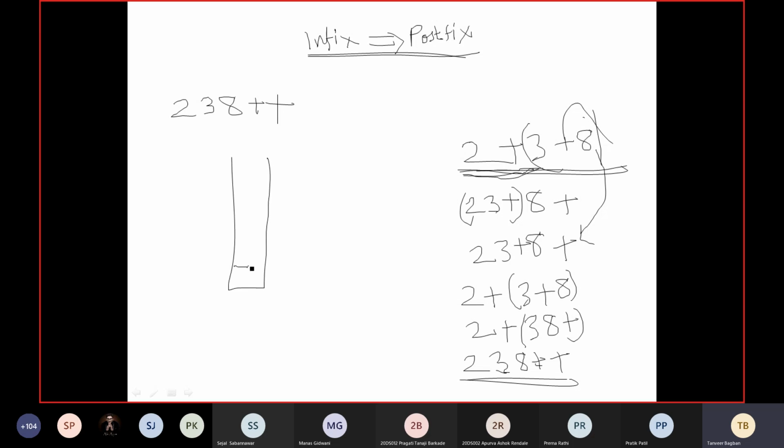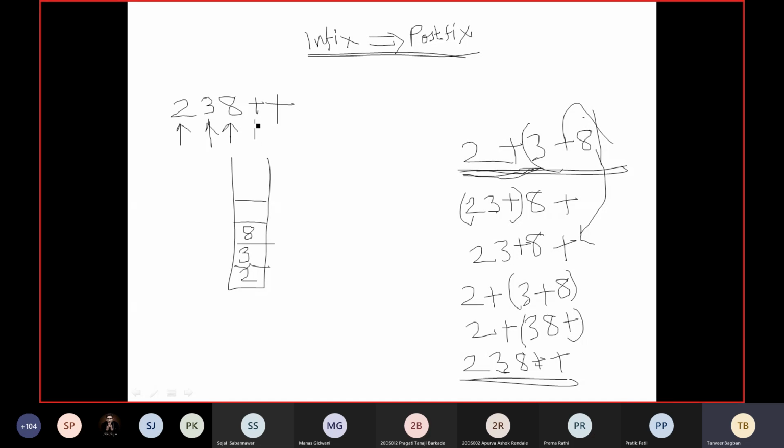So this is the stack. Now read this character. This character is a digit. If it is a digit, then push it onto the stack. Now this is put onto the stack. Then read the second character. 3 is also a digit. Now push it onto the stack. Now read the third character. 8 is also a digit. Now push it onto the stack.